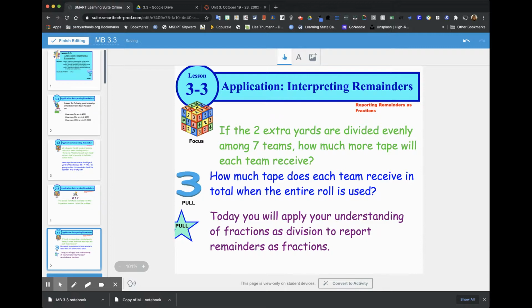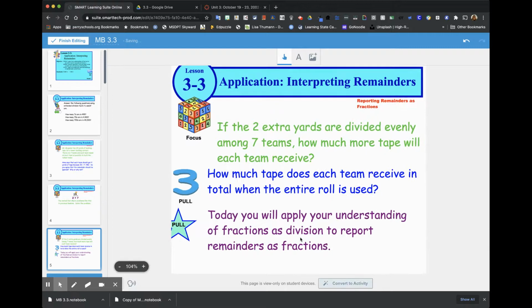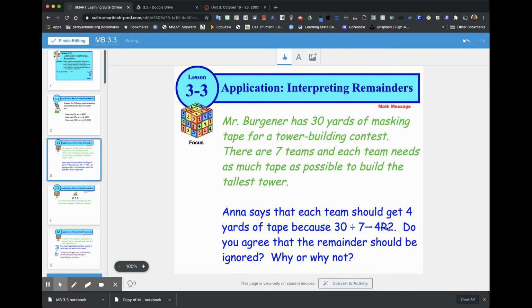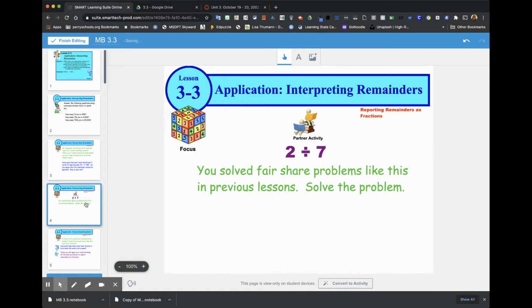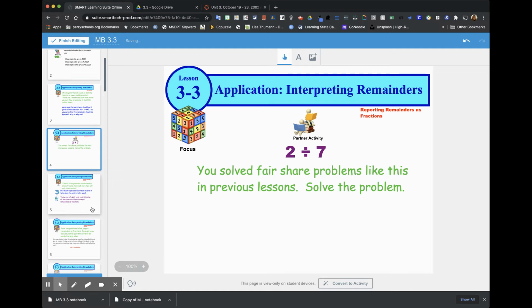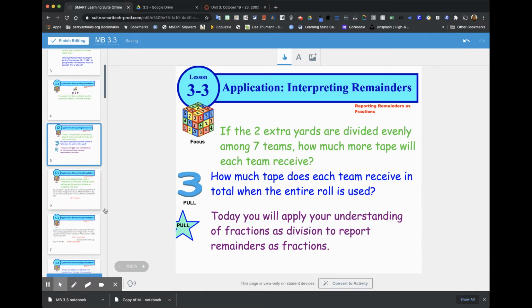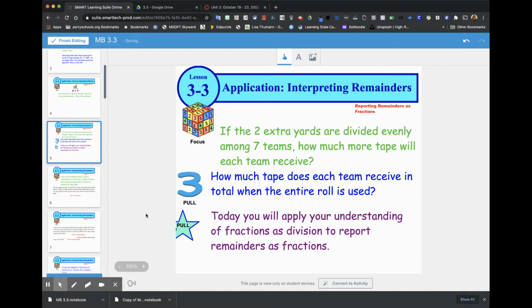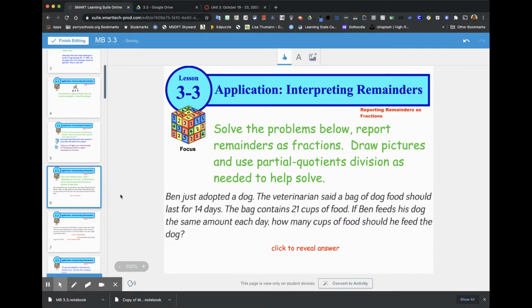Okay, so we're going to apply that understanding of fractions and division to report remainders as fractions. When we go back up to this, her answer is wrong. In fact, each team should get 4 and 2 sevenths yards, because we are going to report this remainder as a fraction, because we can and will split up that extra tape evenly amongst the teams. No one said that it had to be a whole number. Again, we're going to apply our understanding of fractions and division and report those remainders as fractions.